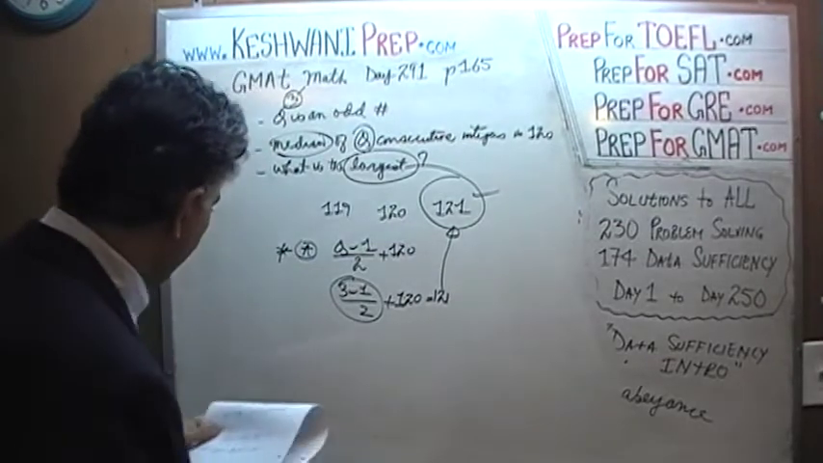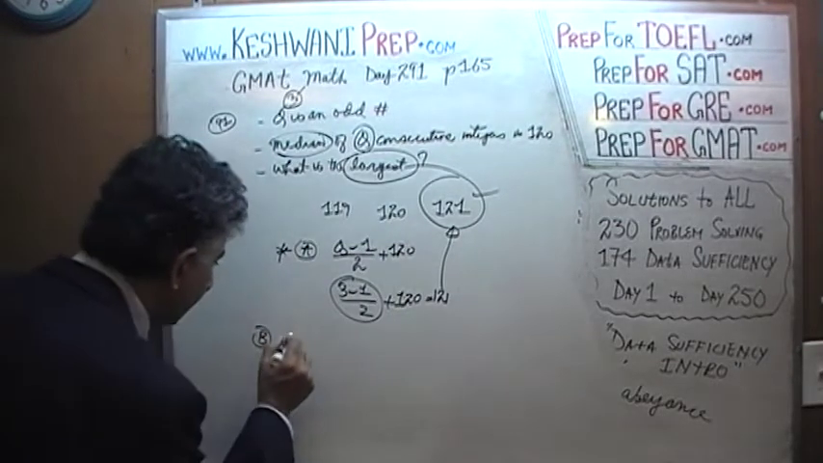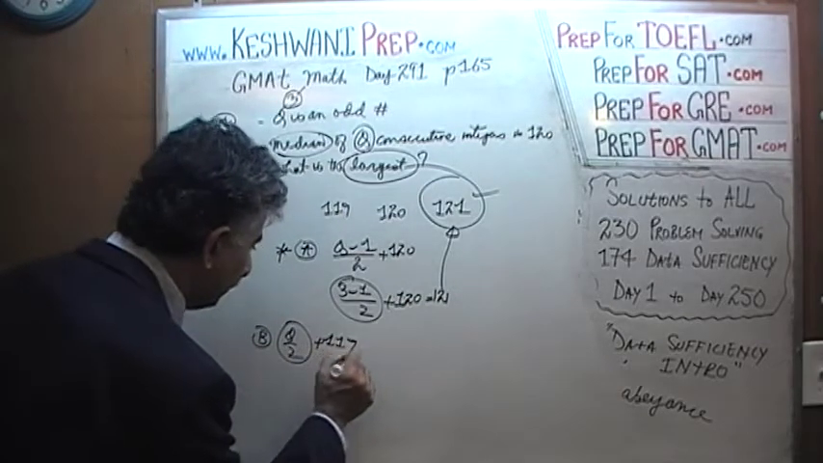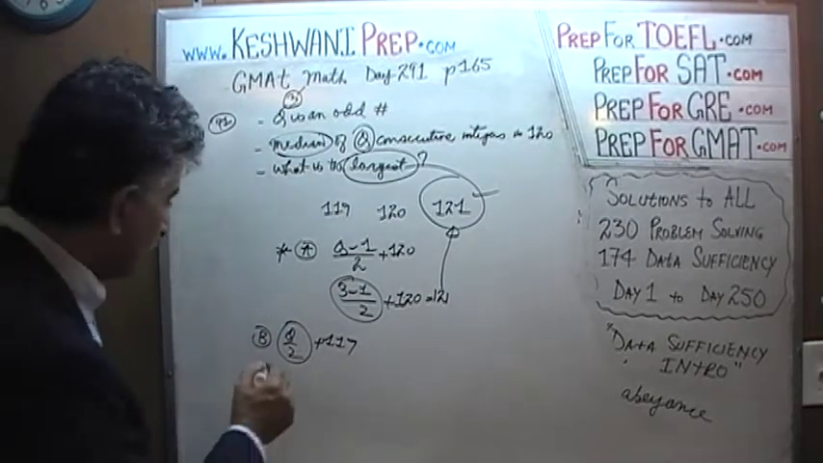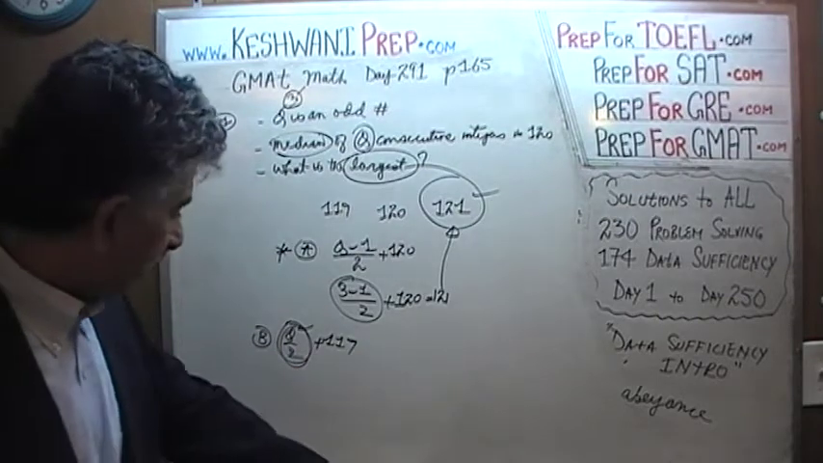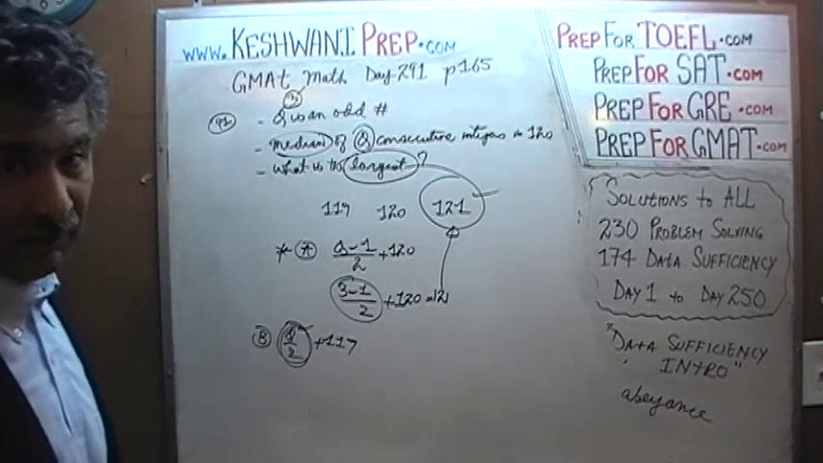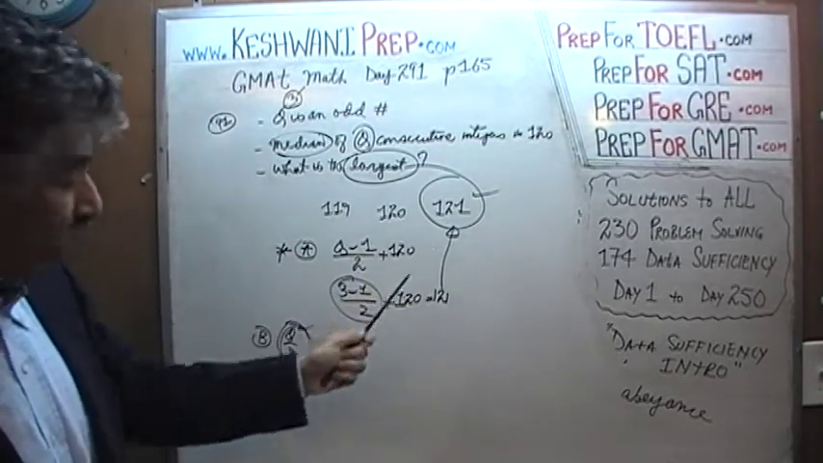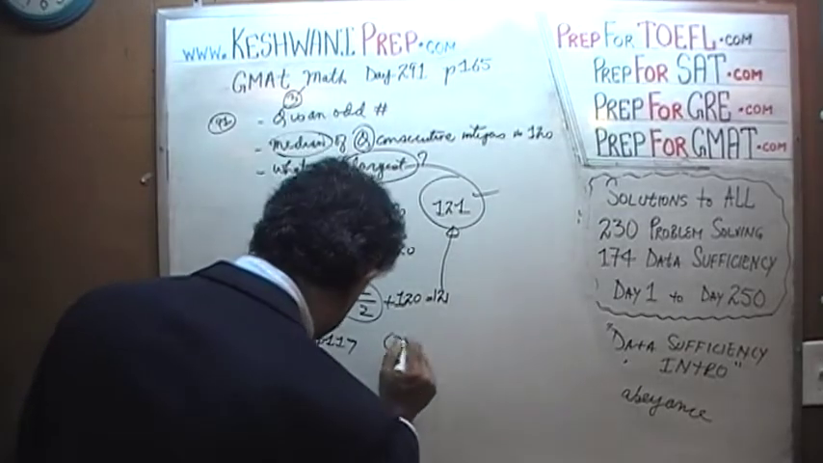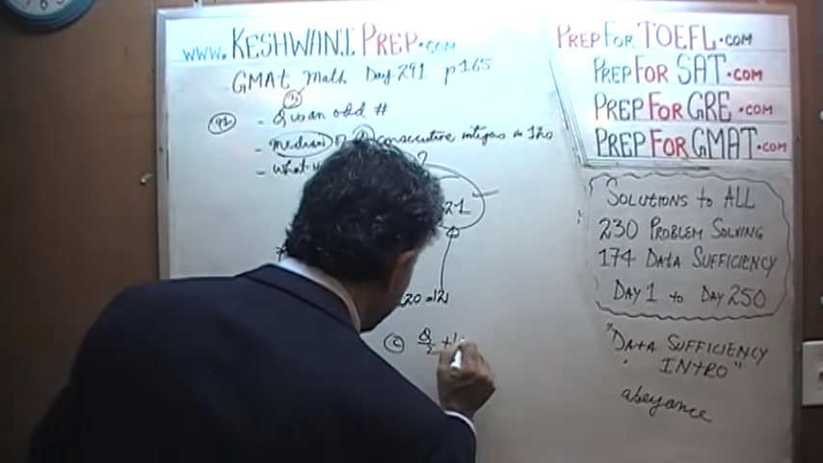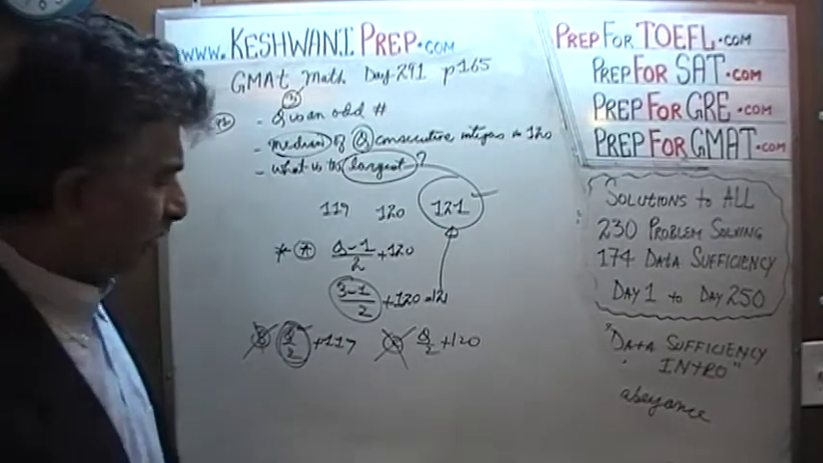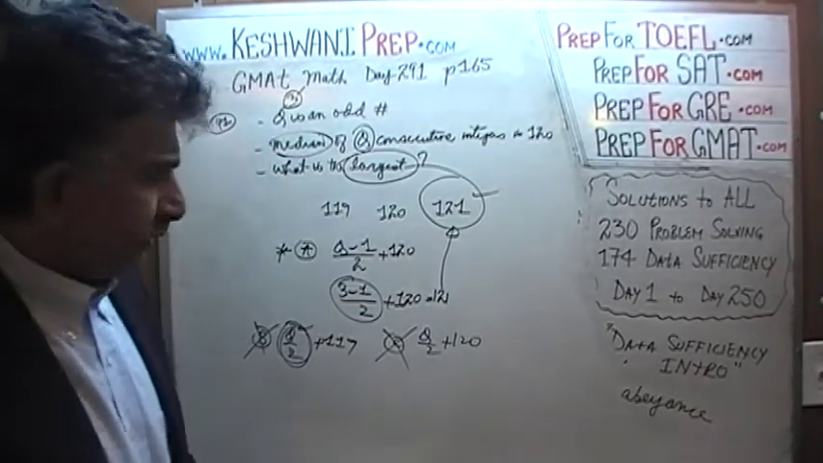As a matter of fact, let's quickly work through all of them. B says Q over 2 plus 119. As soon as you say Q over 2, you're done. We don't have to waste our time, because 3 over 2 is not an integer and 119 is an integer, so this whole quantity is not even going to be an integer, let alone 121. That's not the answer. Let's look at C. C says Q over 2 plus 120. Again, 3 over 2 is not an integer, so it's not going to work out. We need an integer, we need 121.